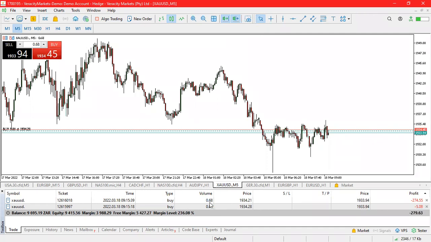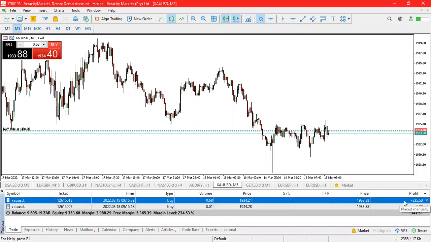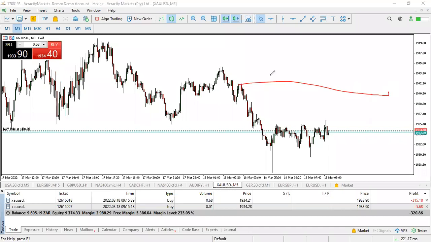If you check the lot sizes here, I'm having a lot size of 0.68 here and 0.01 here. This trade is running at a loss of about 6 rand, and this one about 300. Remember, you make profit once the bid and ask price is above your entry, because I bought. Those people who need money mostly scalp in such a way that they increase the lot size. Maybe we can see the market buy and arrive around this level when we are scalping.